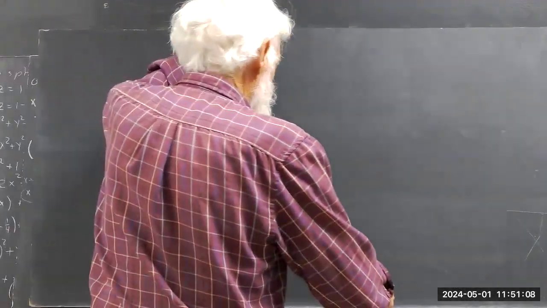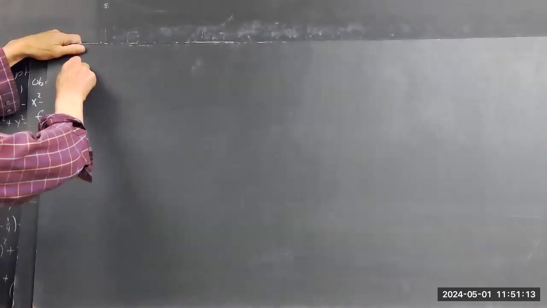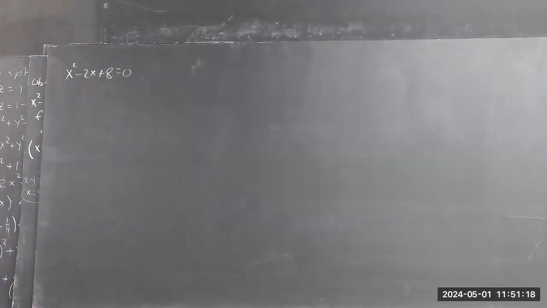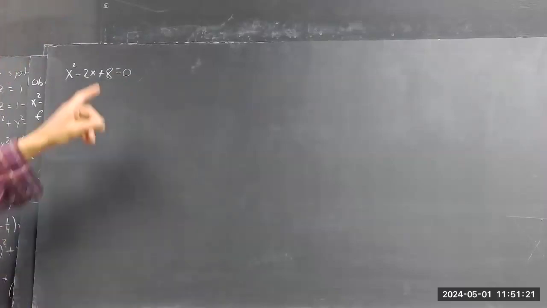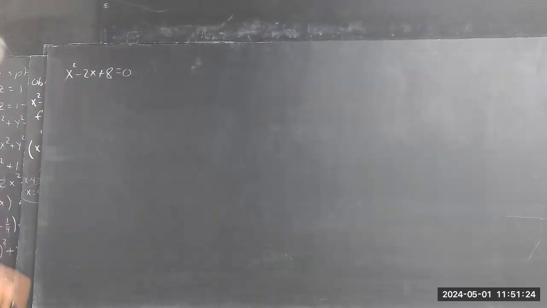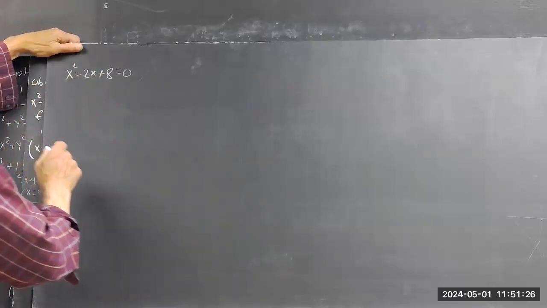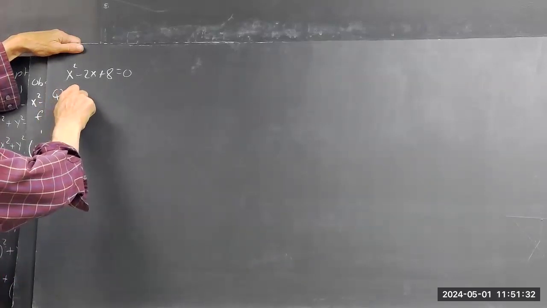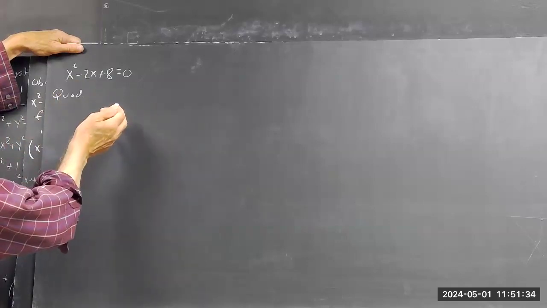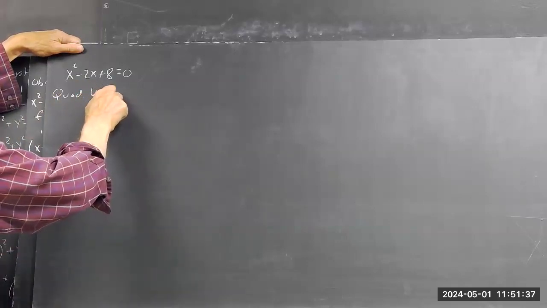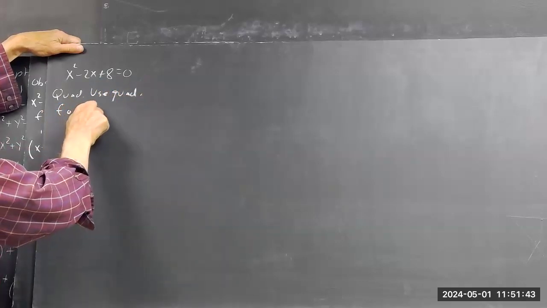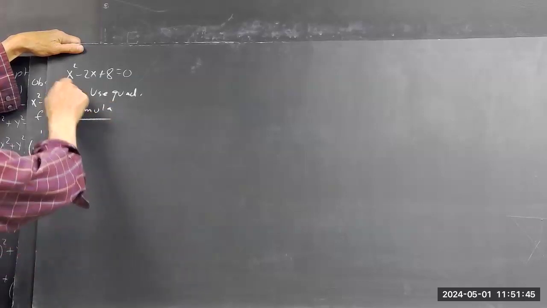Now the last equation that I wrote out was x squared minus 2x plus 8 equals 0, which is just like the one we just did, except we have plus 8 rather than minus 8. That's going to make a difference. Let's see how that works. First, we identify it as quadratic. So we use the quadratic formula.